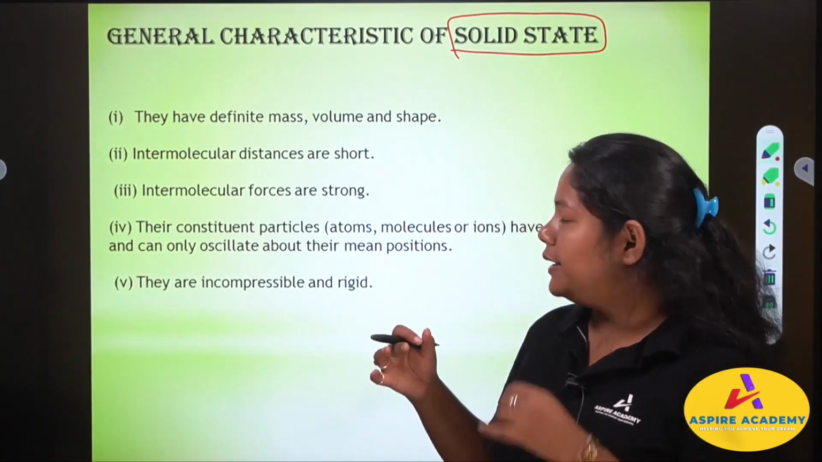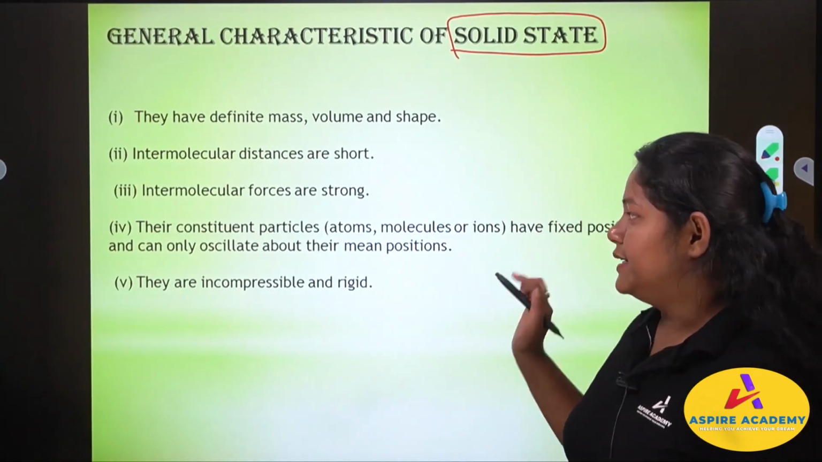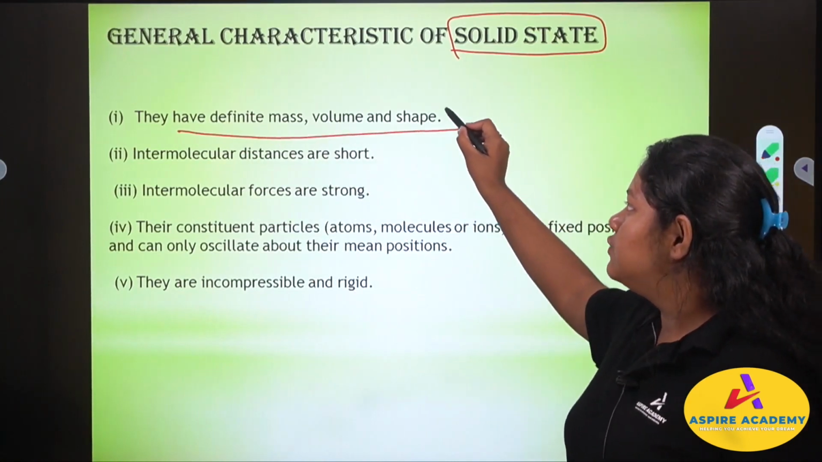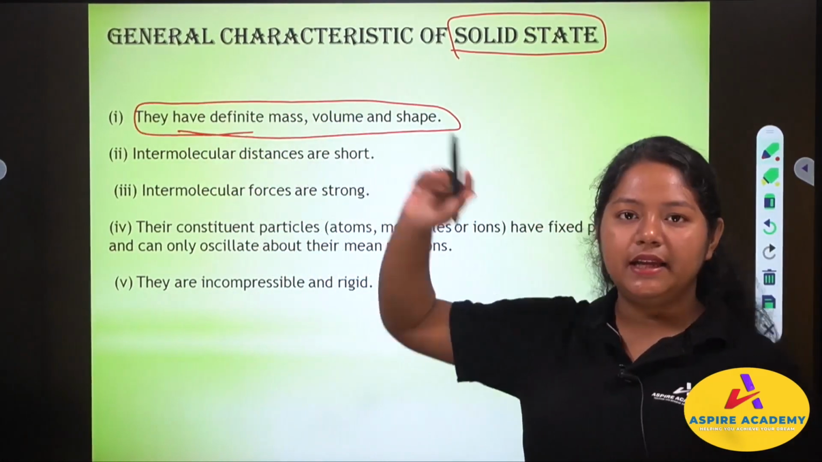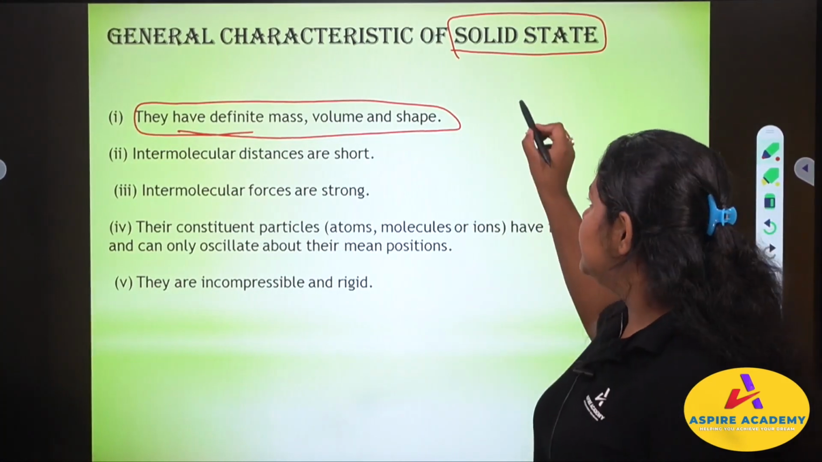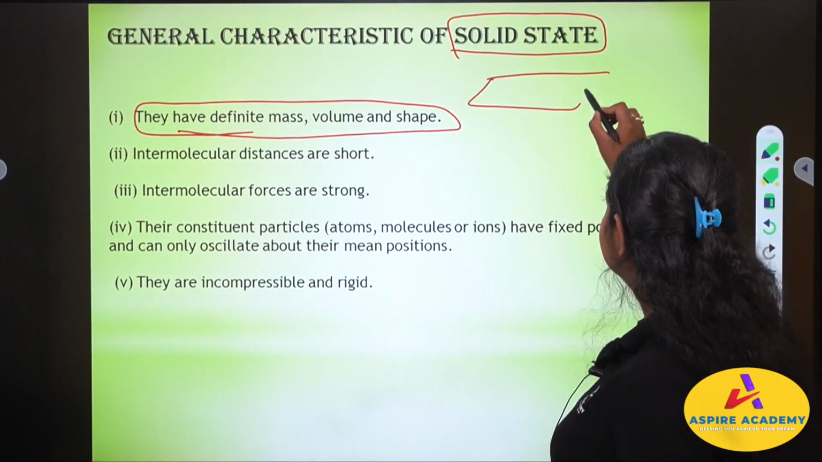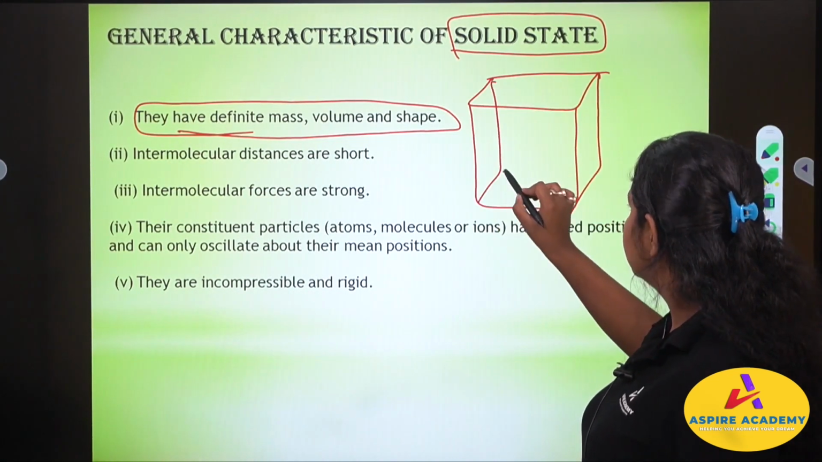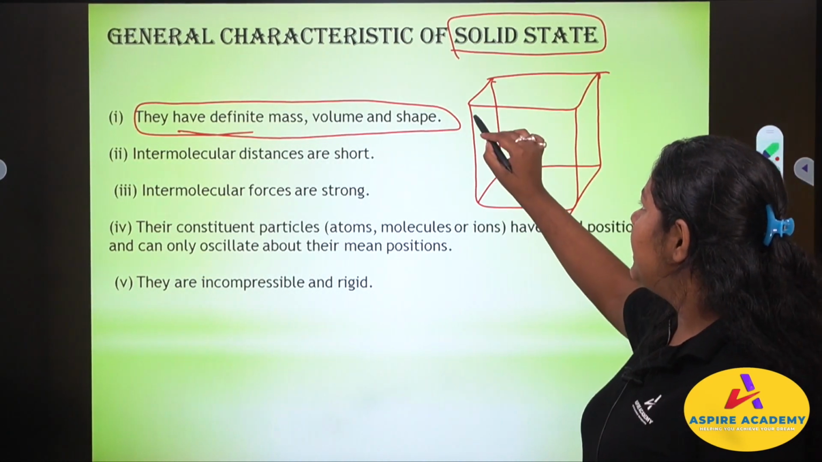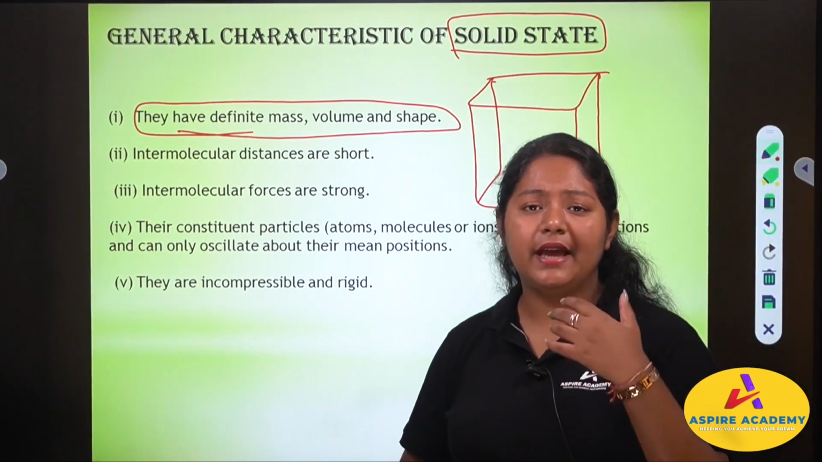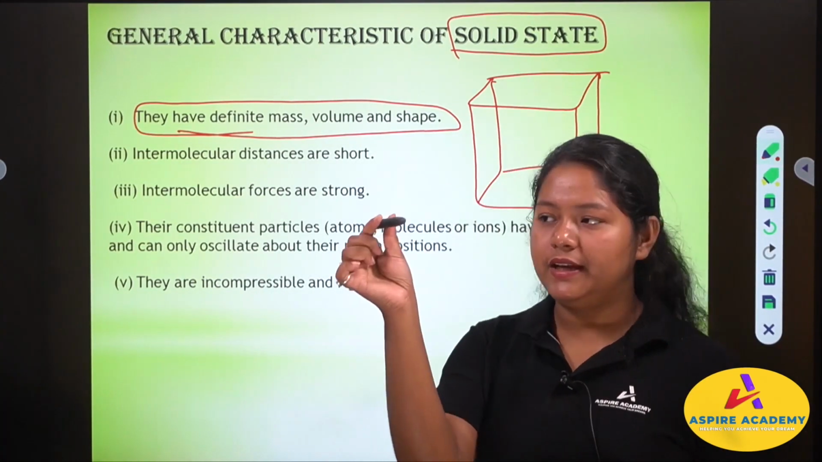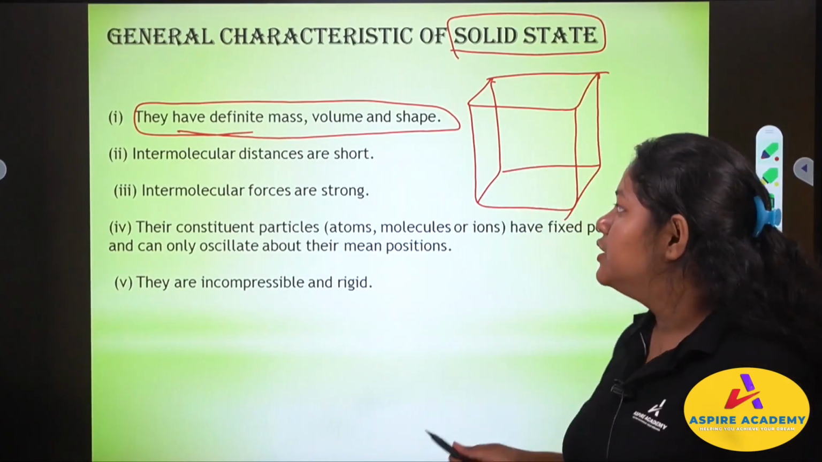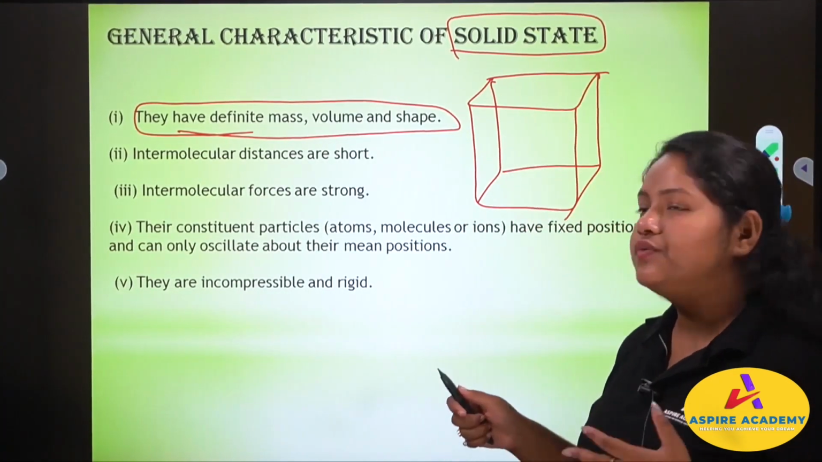Okay, so let us go into the general characteristics of solid states. Cool? The first thing is, they have definite mass, volume and shape. I hope you are understanding it as I dictate it. There is this solid, this is our solid. They have a definite mass. This pen has a definite mass, a definite volume and a definite shape. So they have definite mass, volume and shape.